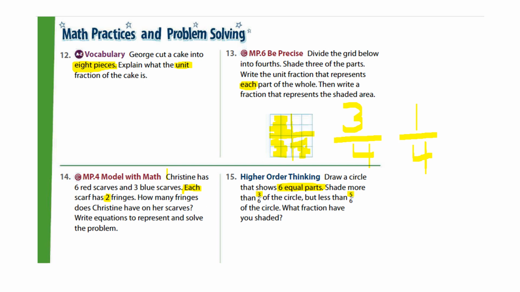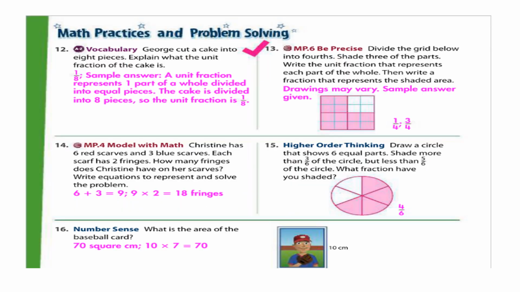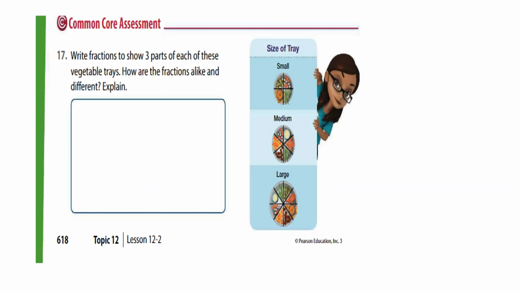So just think, what number is it? More than 3 means bigger than 3 but smaller than 5. Excellent. It's going to be 4. So how many parts you are going to shade? 4 parts. Very nice. Bravo. So here are some sample answers for this. Let's do the last question.